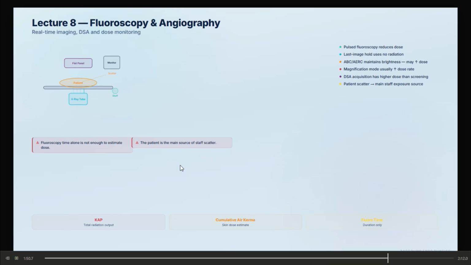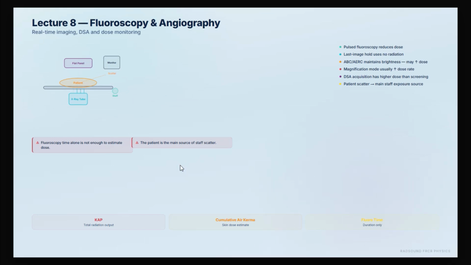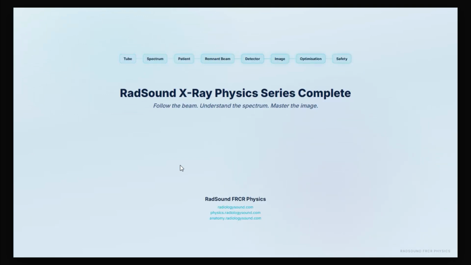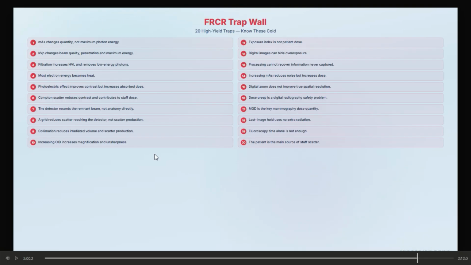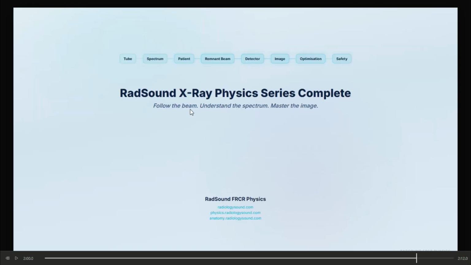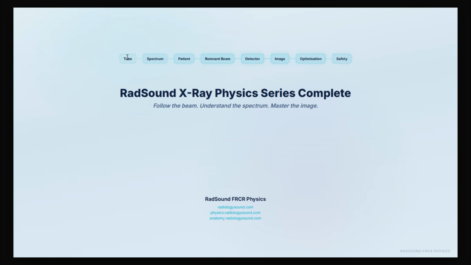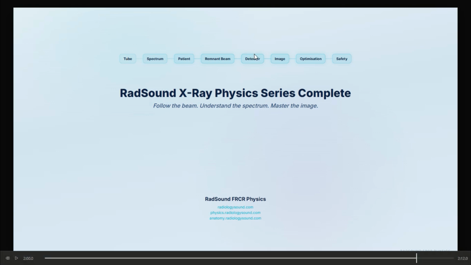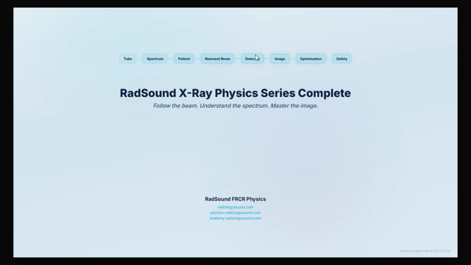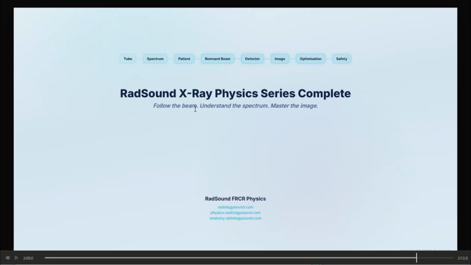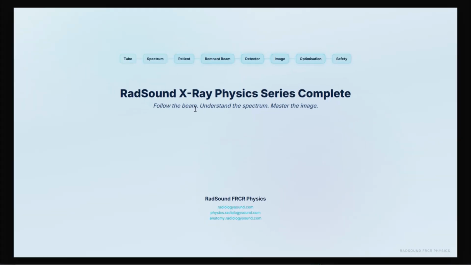So these are all discussed in our 8 serial lectures regarding the X-ray. If you have any problem, go back to the specific lecture and watch it. Remember, we started with the tube spectrum, then the patient, the remnant beam coming out, taking the information from the patient, and then detected or captured by the detector, image formation, then you optimize the image regarding the quality factors, affecting the part of safety. The safety is going to be discussed under radiation protection.